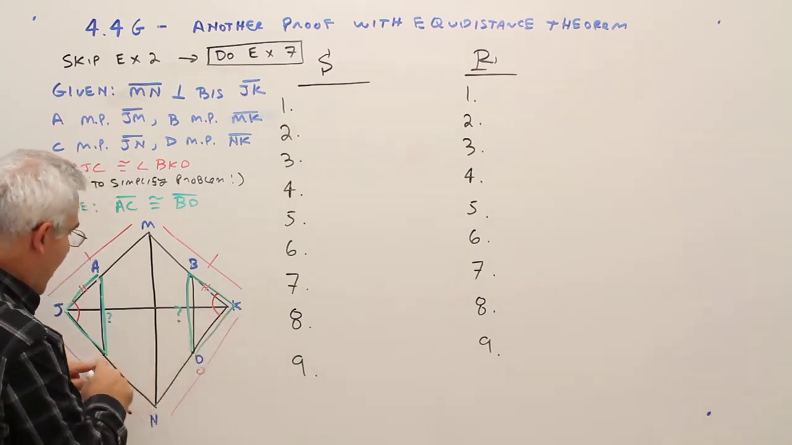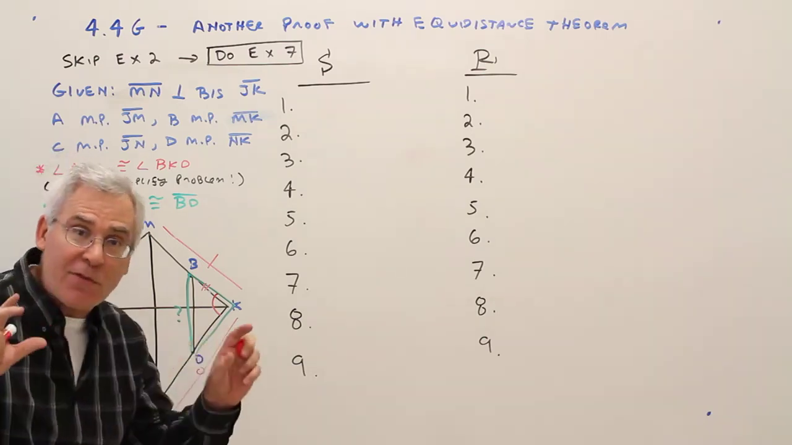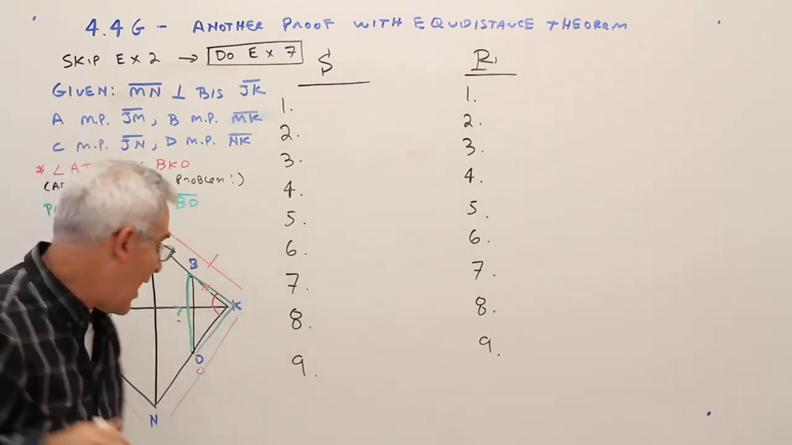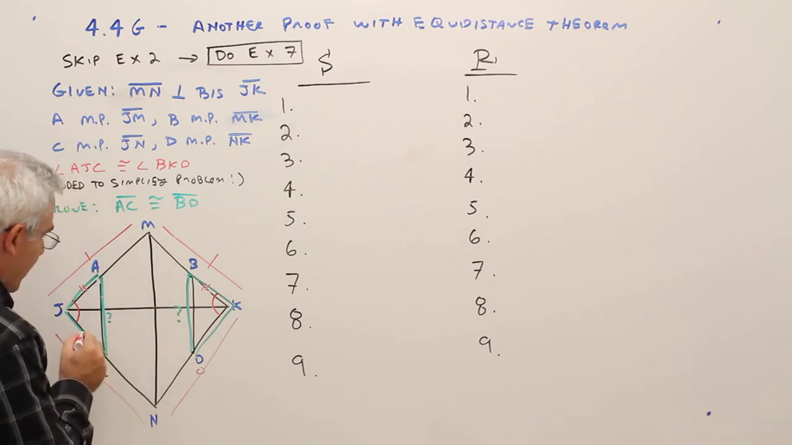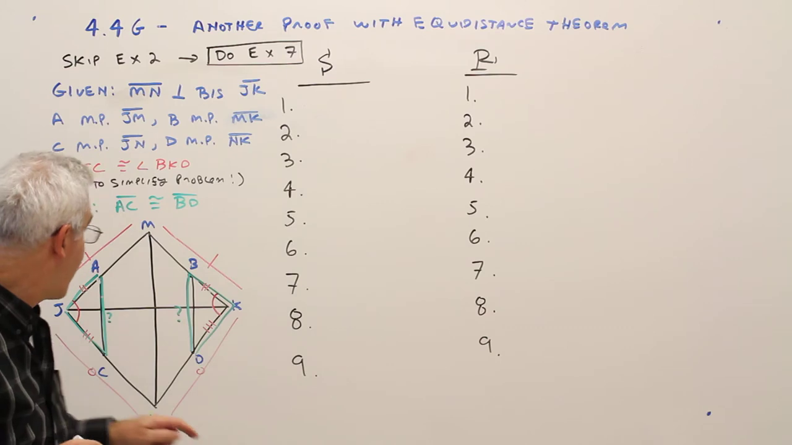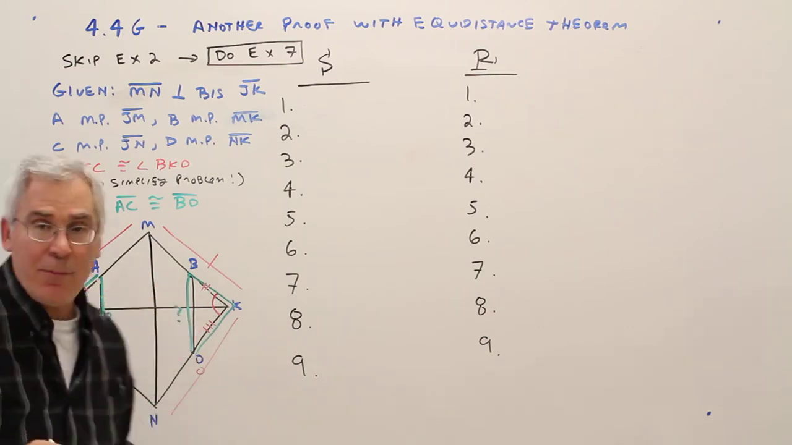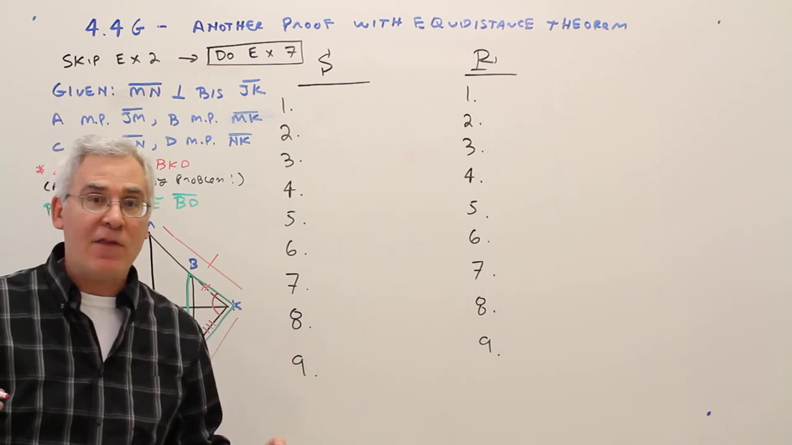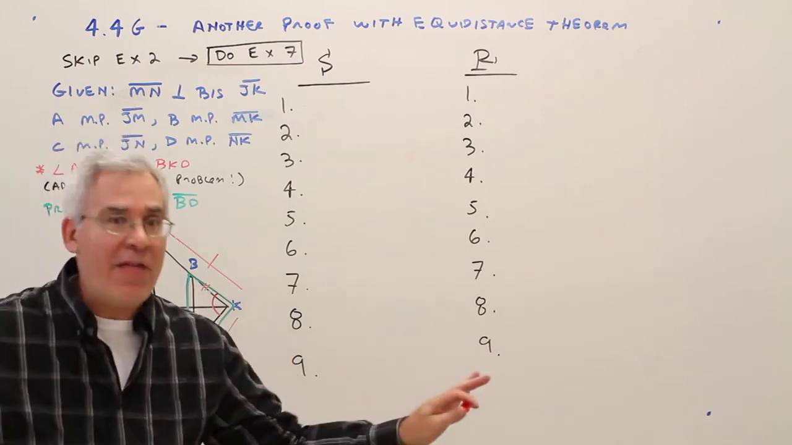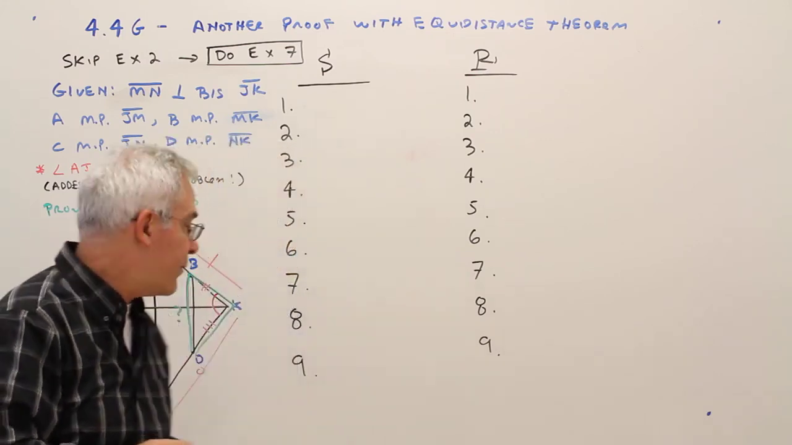C is the midpoint of that segment. D is the midpoint of that segment. I've got big segments congruent. Then I chop each of them in half. Their halves are congruent. And then I'll get the triangles congruent by side, angle, side. And then I'll get AC to BD by CPCTC. So all of that analysis is done up front. Only now do I start the proof.